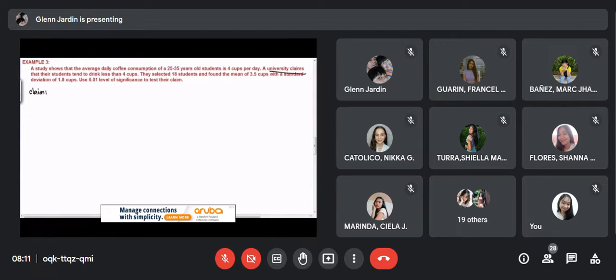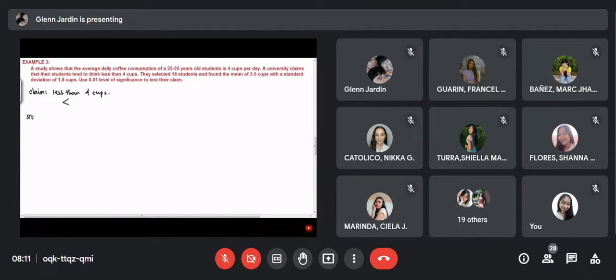So sabi nitong university, nag-claim sila na yung kanilang students tend to drink less than 4 cups. Okay? So ito yung claim natin, the university claims that their students tend to drink less than. So doon tayo mag-start sa less than kasi nandun yung keyword natin na number. So less than 4 cups. Okay? So syempre kung less than 4 cups, you will use the less than symbol. Ganyan ang itsura niya. Okay?